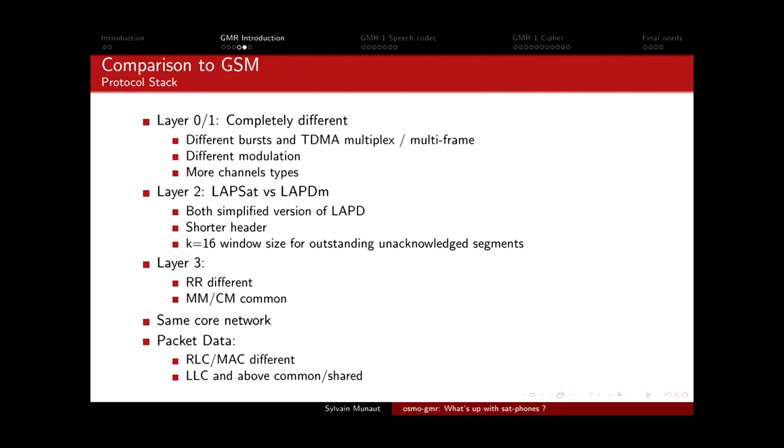For packet data, it's essentially the same thing. Anything that's close to the lower level, like RLC and MAC, it's going to be different. Anything above actually interoperates with GSM, so you're going to be speaking to a GSM core network and SGSN and GGSN and all that good stuff.